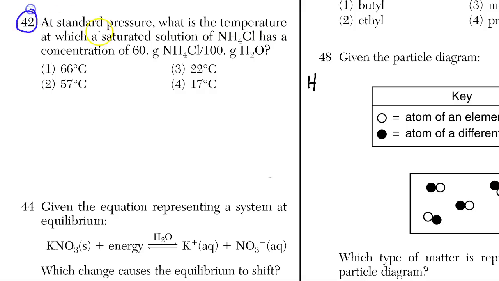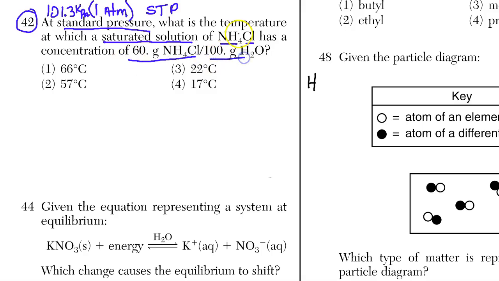Number 42. At standard pressure, which we should know is 1 atm. If you go to Table A, they give you STP, standard temperature and pressure. But in any case, it's 1 atm or 101.3 kilopascals. So in any case, what is the temperature at which a saturated solution of ammonium polyatomic ion chloride has a concentration of 60 grams in 100 grams of water?